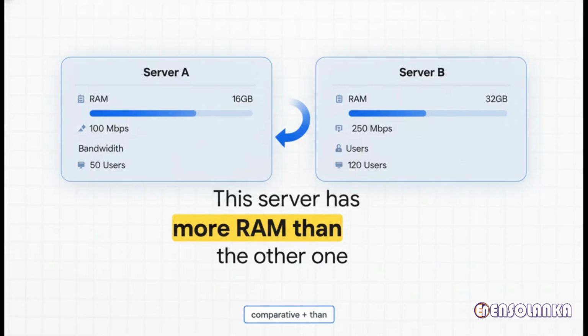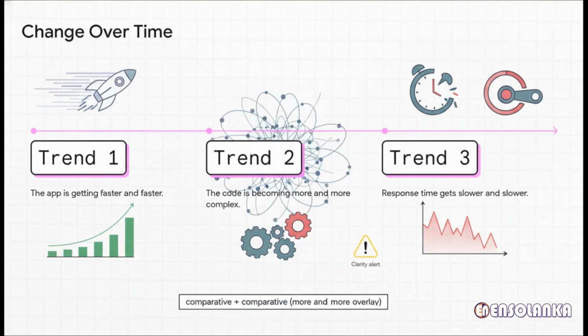And of course, this isn't just about qualities, it's about quantities too. We use more with things you can count or measure, like RAM or bandwidth. A simple sentence like, this server has more RAM than the other one, is perfectly clear and direct. You're going to see this pattern everywhere, especially in status reports. When you need to talk about a trend over time, just repeat the comparative. The app is getting faster and faster. Or, let's be honest, more often it's the code base is becoming more and more complex.